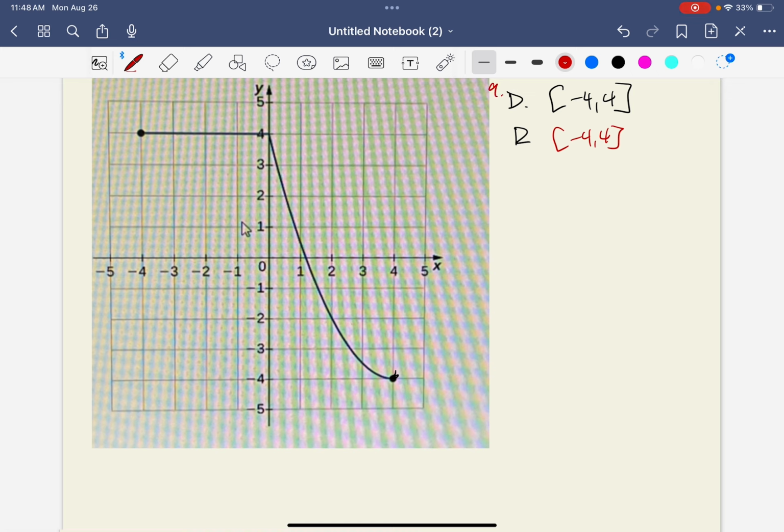So that's A. B is the x-intercept. We know that the x-intercept is where y equals 0. That looks to be about here. So in other words, that would be about (1.2, 0). And then we know that the y-intercept is where x equals 0. That looks like it's going to be up here at 4. So that would be the point (0, 4).